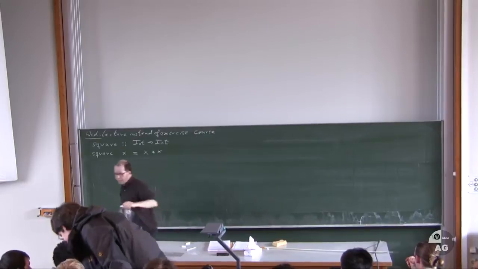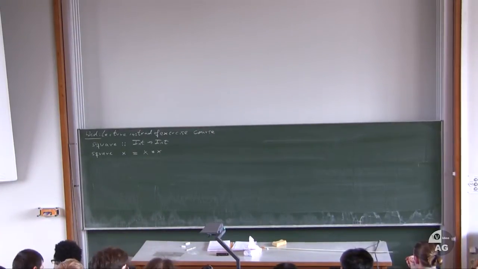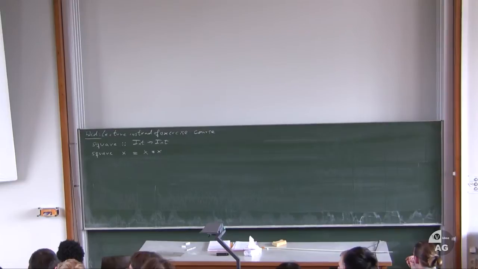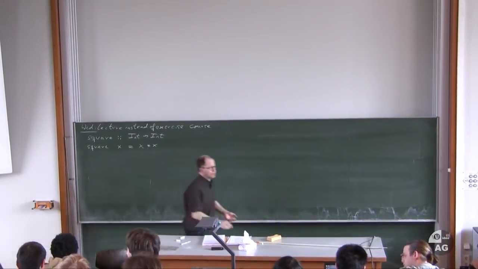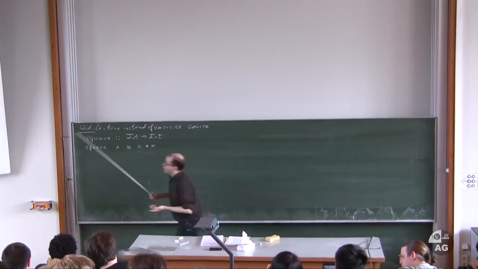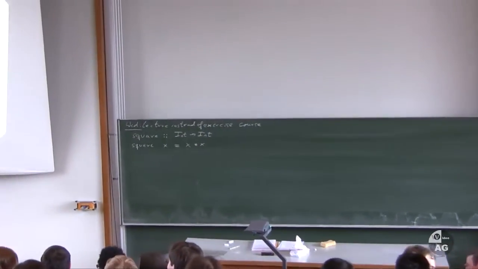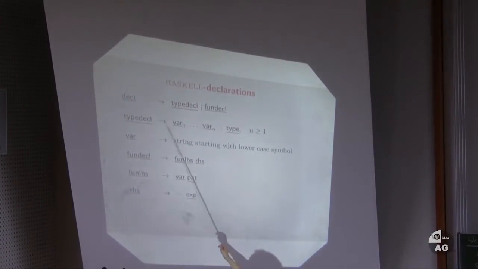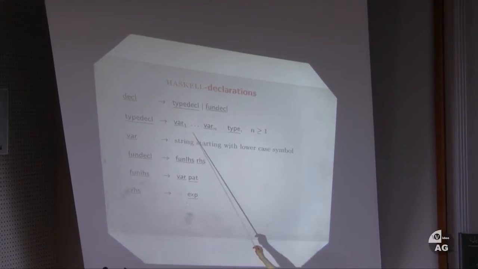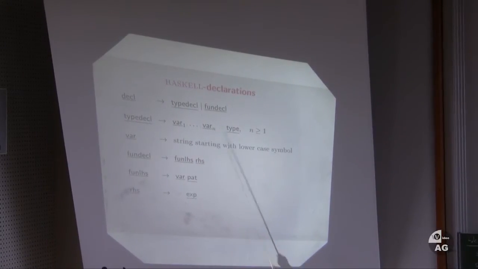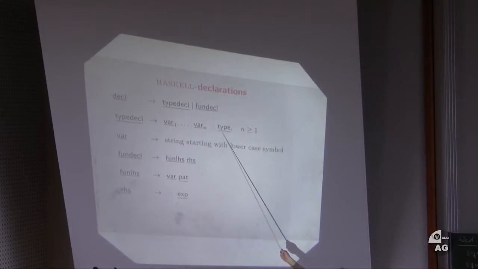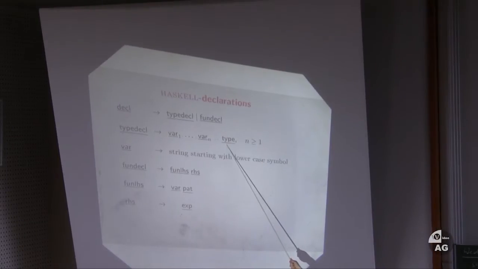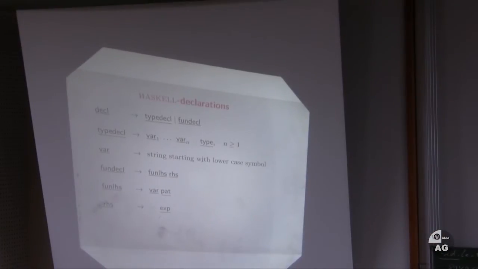So formally, we introduced this by some grammar rules which describe how to construct these type declarations and how to construct these function declarations. A Haskell program is just a sequence of declarations, and every declaration is either a type declaration or a function declaration. Type declarations look like this. They introduce a certain number of variables. In our example, it's just a single variable. Then we have a double colon, and then we tell Haskell which is the type of this new variable. So in our example, the type is int arrow int.